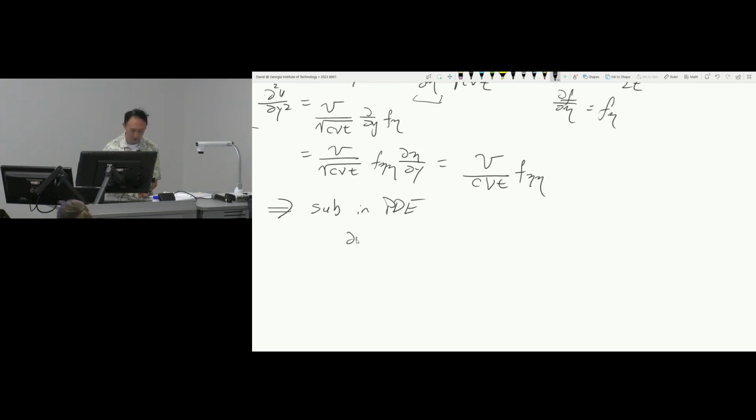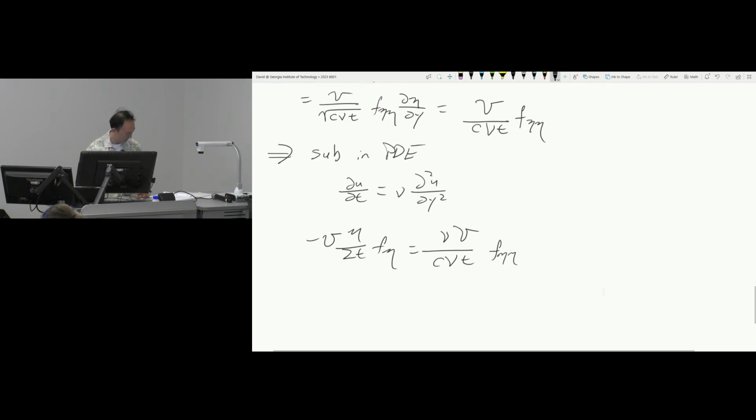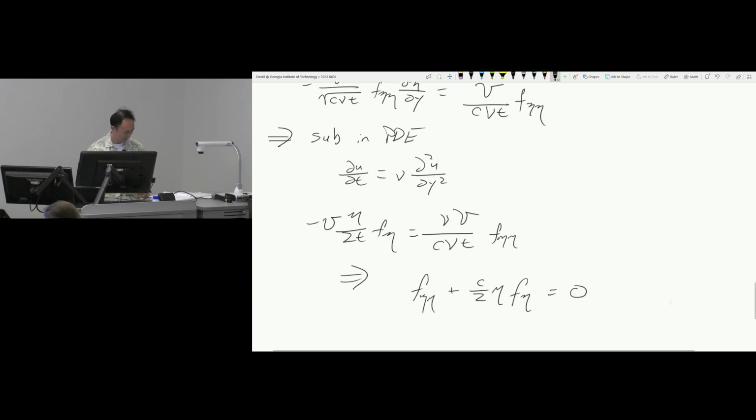So this term becomes the following: negative eta over 2t f prime of eta is equal to nu f double prime of eta. Simplifying that, I get f double prime of eta plus c over 2 times eta f prime of eta is equal to 0. Voila.